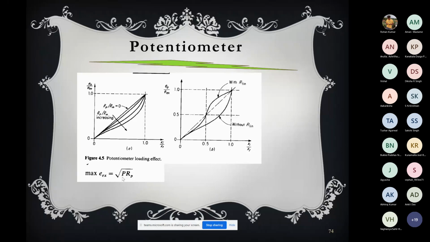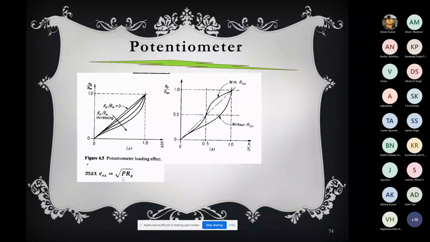Thus, if we have a low value of Rp, then the excitation voltage Eex must be limited, small, and the sensitivity will be small. So a high value of Rp is desirable, right? From this discussion, we get that a high value of Rp is desirable, because the power rating will be more, we can give more input voltage, and sensitivity will increase.